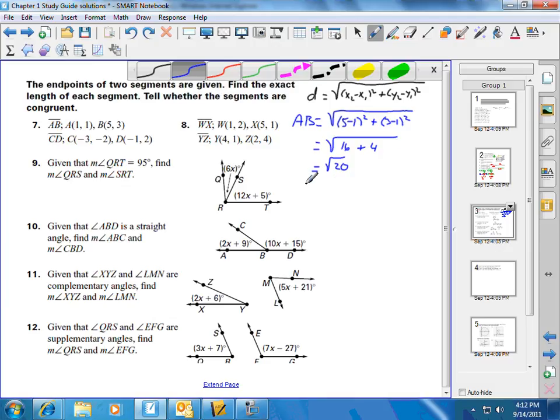And then let's go ahead and look at CD. Okay, this time I'll just do negative 3 minus negative 1. Don't lose track of your negatives. So we have negative 3 minus negative 1 squared plus negative 2 minus 2 squared.